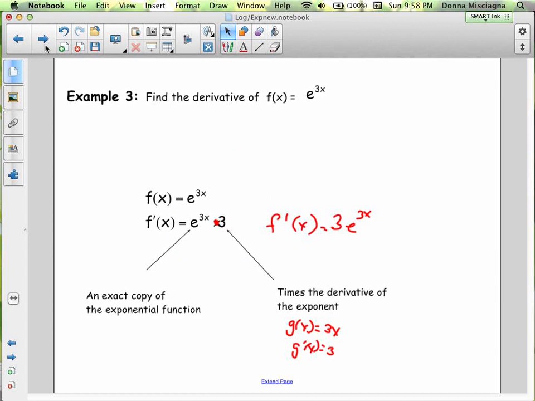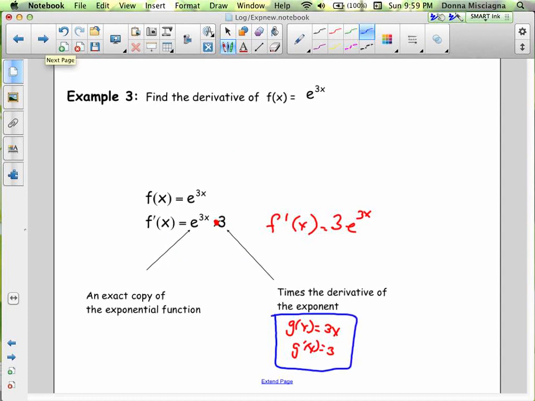So here we want to find the derivative of f of x equals e to the 3x. The derivative is going to be e to the 3x times 3, right? Because the derivative of 3x is 3. So it's not just an x. We're going to have that exact copy of the exponential function as part of our derivative times the derivative of the exponent. So f prime of x is going to be 3e to the 3x. That one wasn't too difficult.